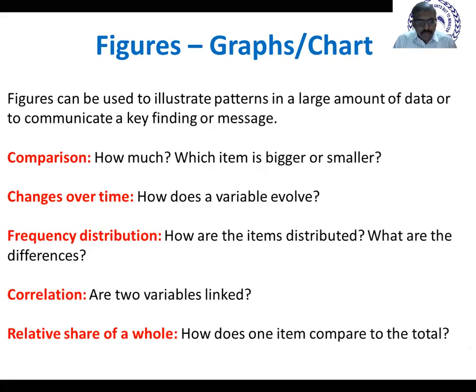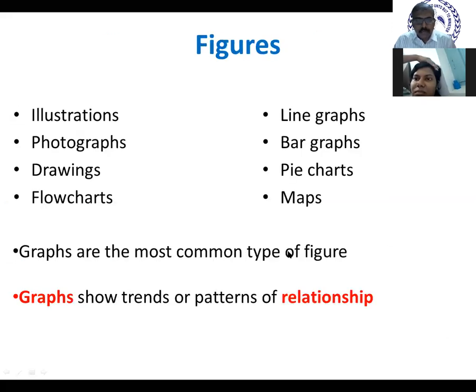When you come to figures, what is the difference? Tables show the values you have. Figures, especially graphs and charts, show changes over time. How does one parameter relate to another parameter? How does this variable evolve over time? We can see the frequency distribution, and it is also used for correlation. I'll show you examples for each.